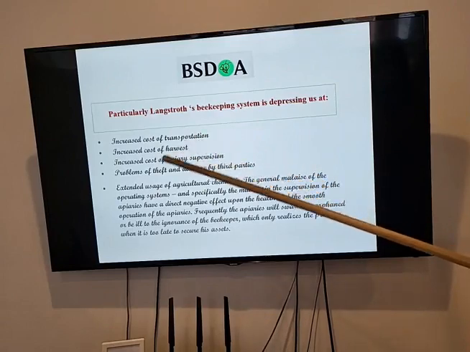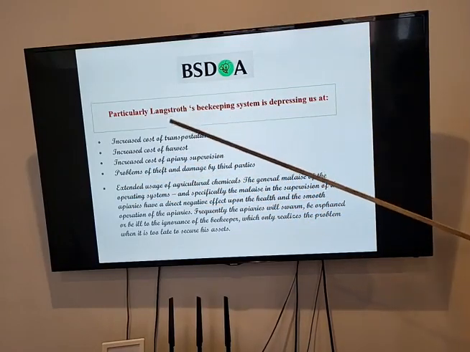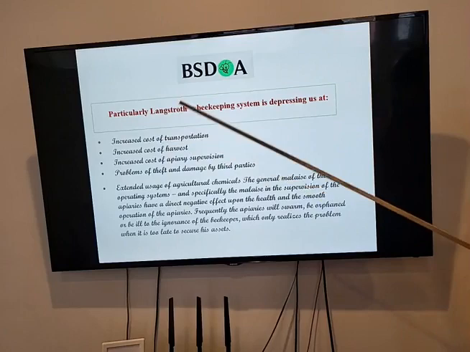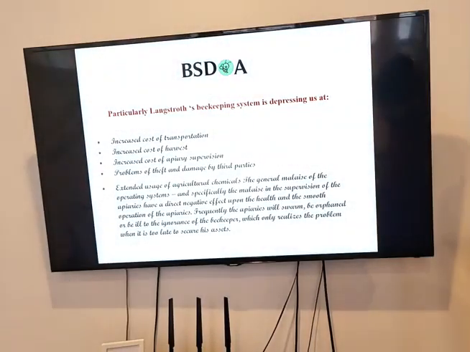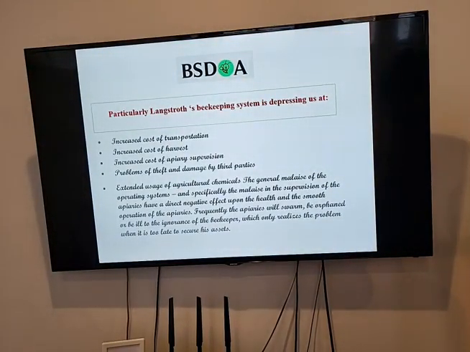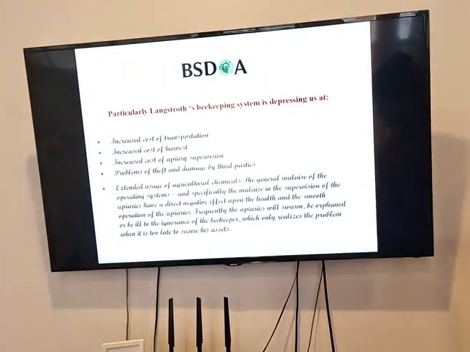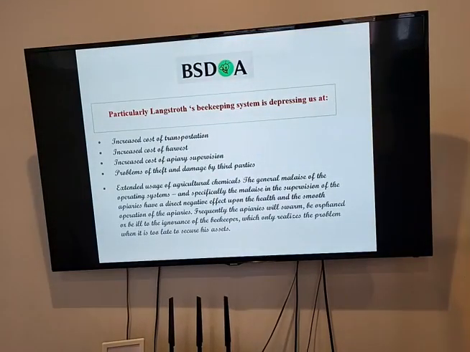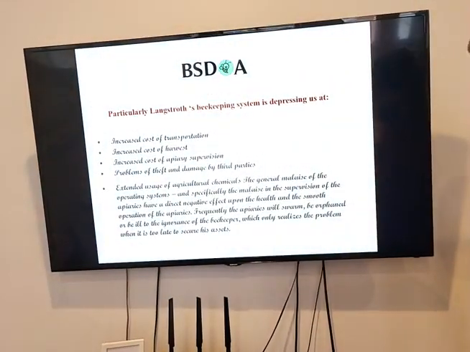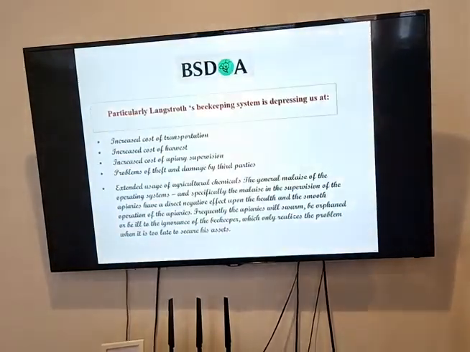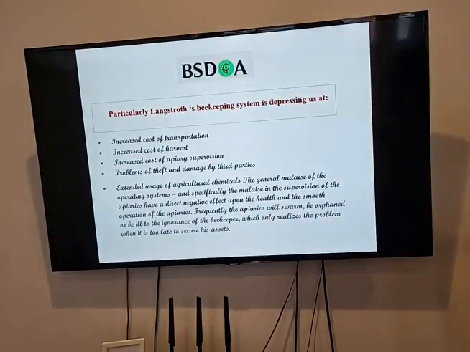Increased cost of transportation. If you know beekeeping, you understand. If you are just casual, you don't understand, but never mind, it's okay. Increased cost of harvest. The harvest is very difficult. Recently, in the last 5, 6, 7 years, some very funny beehives appeared. The very famous Flow Hive, but it didn't change the beekeeping technology yet. It's a nice, very smart beehive that made a few Australian beekeepers very rich, but it's just a funny joke.